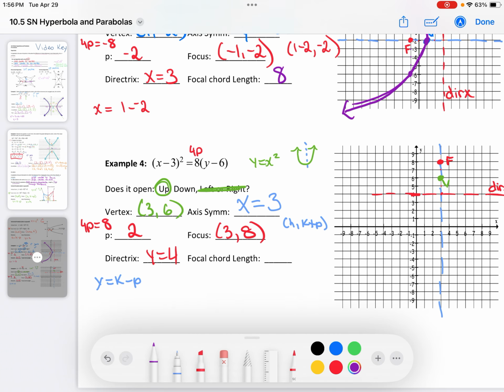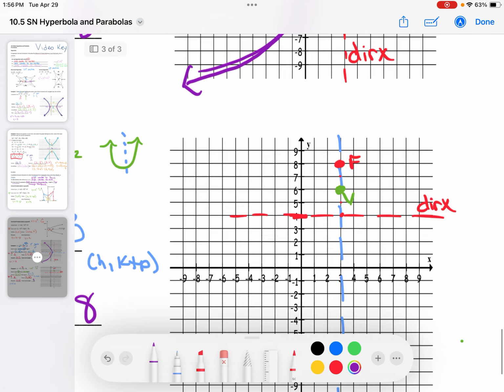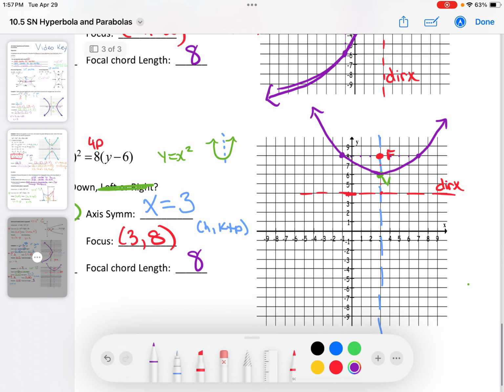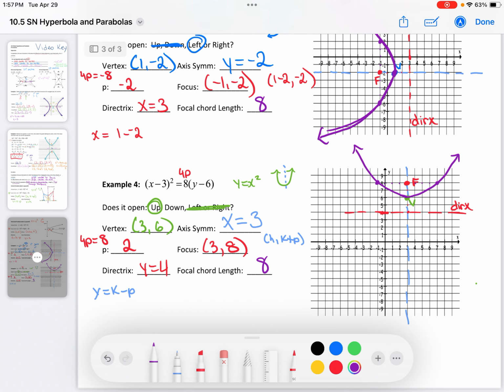The focal chord length is the absolute value of 4p. In this case, that is 8. Okay, half of that is 4. So through the focus, 4 units left and 4 units right are points on that parabola. And here is the parabola through the vertex, through the ends of the focal chord, and there is your parabola. So there's graphing parabolas in conic form.